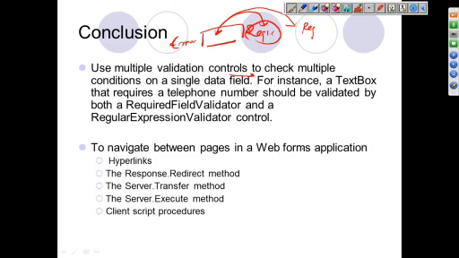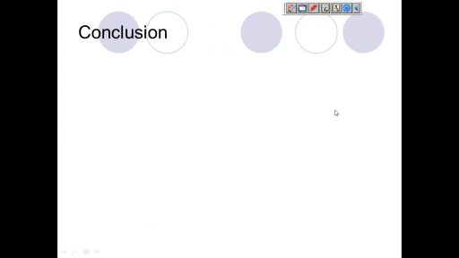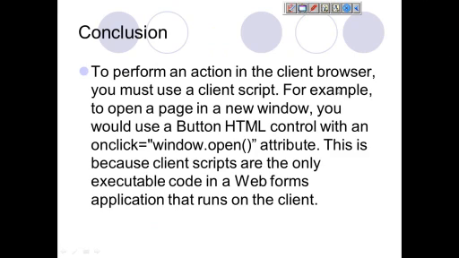To navigate between pages, we have different methods or controls. Hyperlink is a control. Link button is another control which we have already discussed. Then there are three server side methods and a client side procedure, which is window.open. So these things are available. This window.open will be executed by the browser.